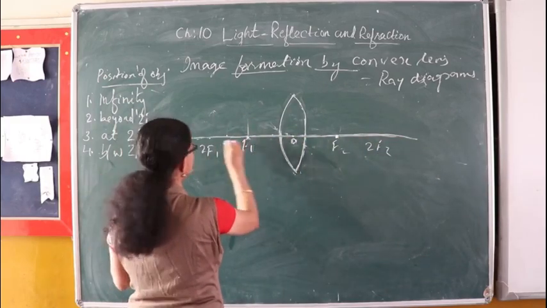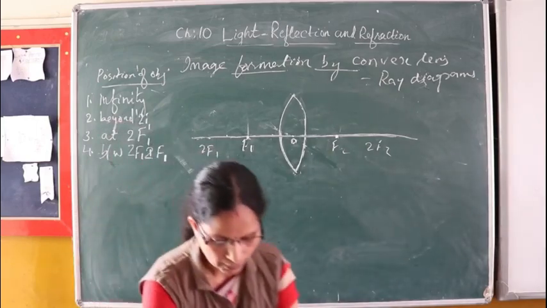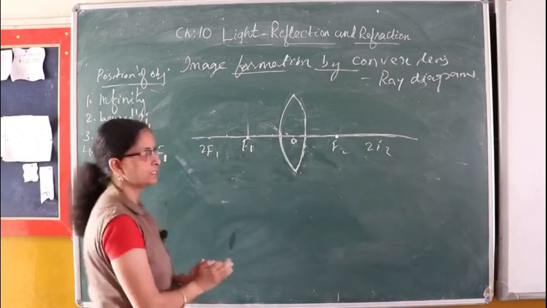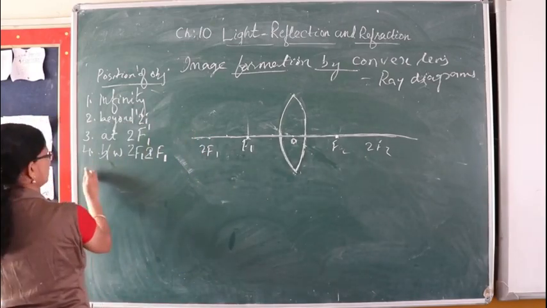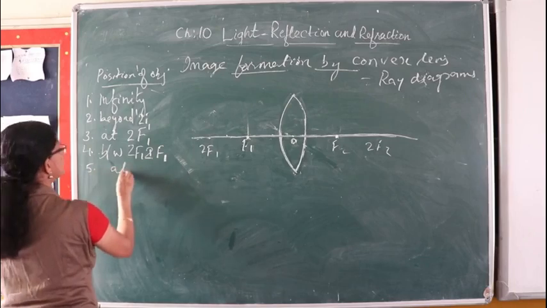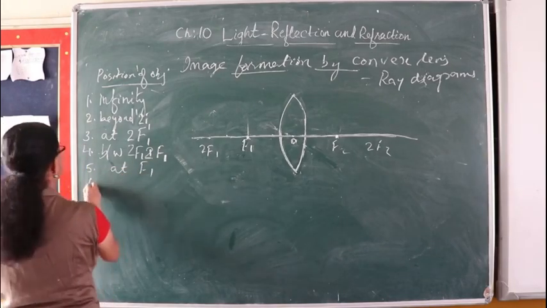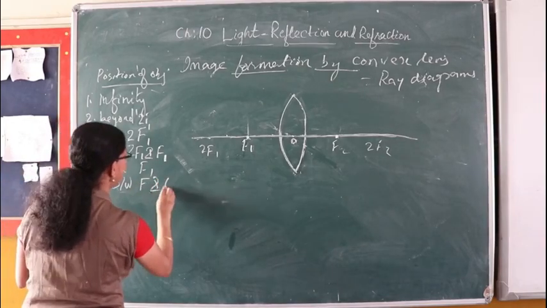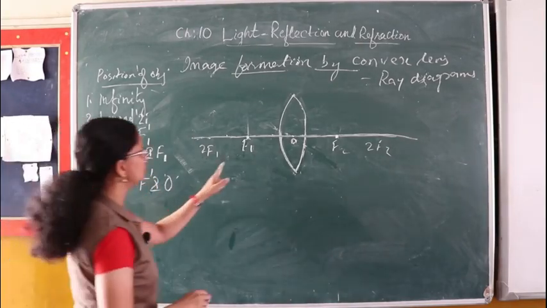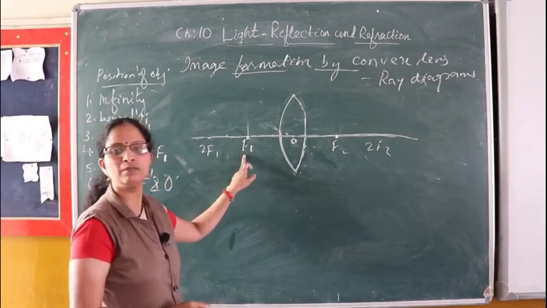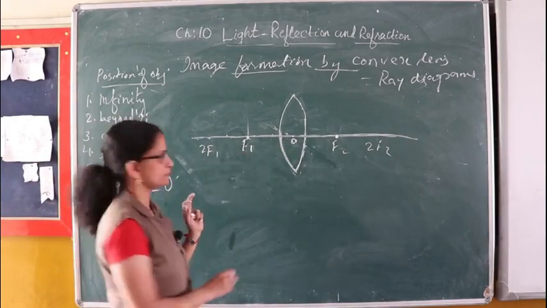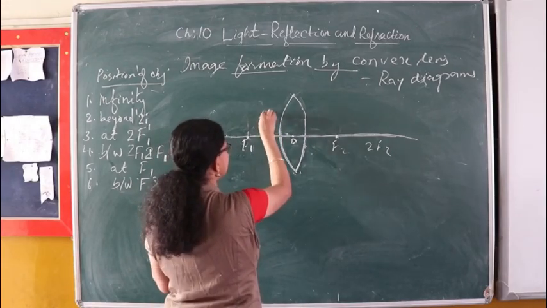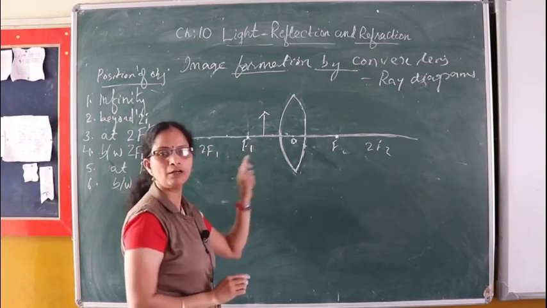Now, the next situation we are going to see is what happens when the object is kept between F1 and optical center. So the fifth case was at F1 and the sixth is between F and O, the optical center. So now the object we are going to keep between the principal focus and the optical center.